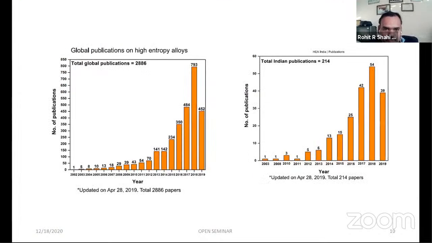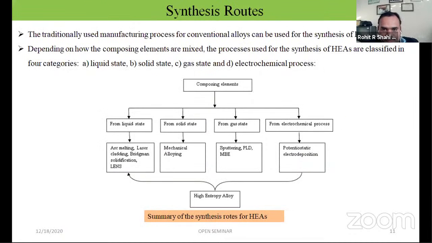So we go through this, and these are some research trends. This shows the number of publications day by day, how the number of publications is increasing in this area. That is due to the importance of the properties of these alloys. Different research groups are studying these systems with more focus. We can synthesize these alloys by using whatever traditional synthesis routes are available; we can also synthesize these alloys by using a traditional route.